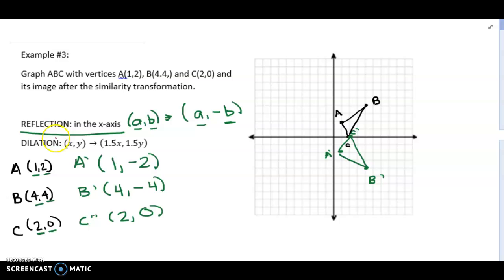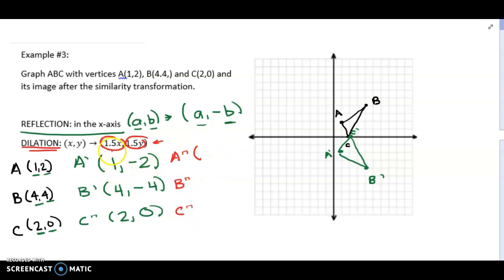Now that we've reflected it, we need to dilate it. My rule here is 1/2 x, 1/2 y, so I'm going to multiply each and every x, y coordinate by a half. I have a scale factor of 1/2. So my A double prime, B double prime, C double prime.